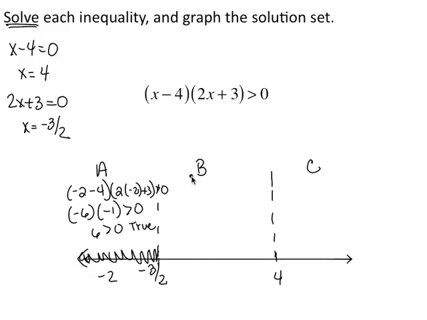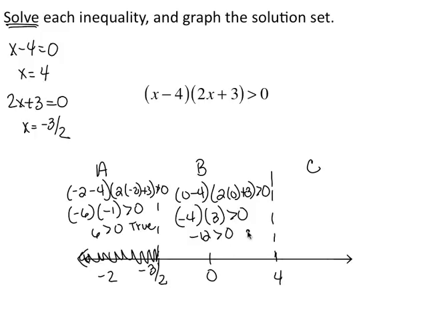Now I'm going to select a test point from interval B. So a number between negative 3 halves and 4 would be 0. Remember, you can use whatever number, but 0 would be the easiest number to use here. So 0 minus 4 times 2 times 0 plus 3, is that greater than 0? So negative 4 times 3 greater than 0. Negative 12 is not greater than 0. So this is false. So we can't use any points in interval B.